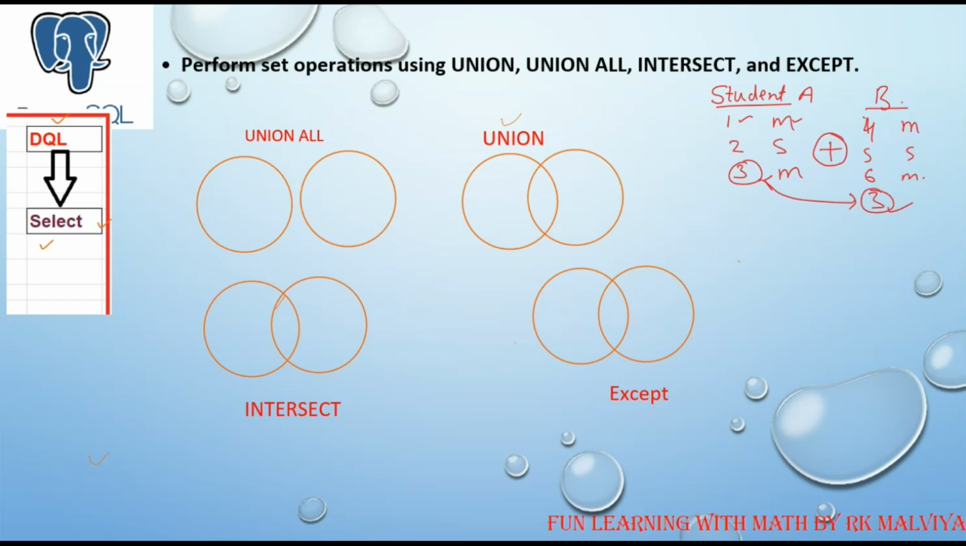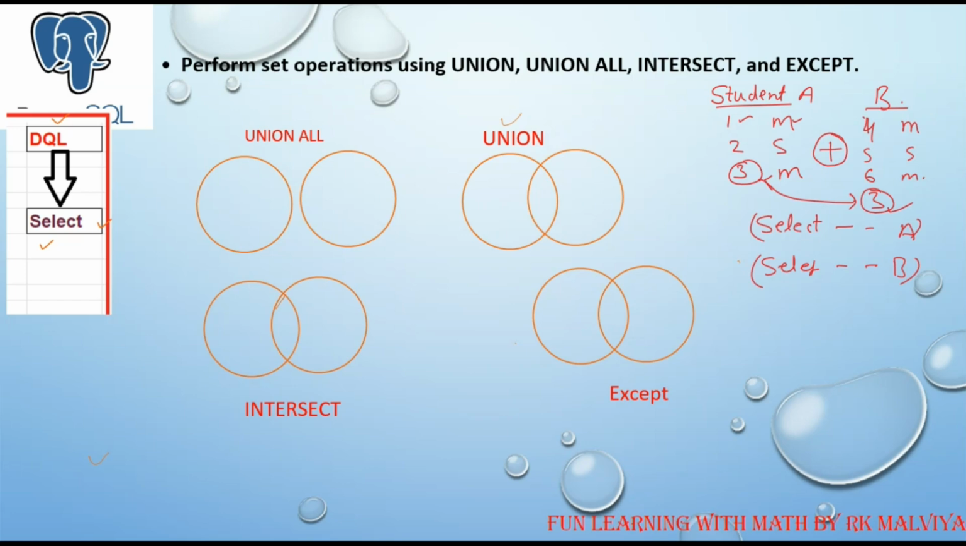So what we do, we just say select our column name from A table, and again select our column name from B table, and in between you write down this union all, intersect, union, except, depending on your query. So when we open pgAdmin, then it will be clear.